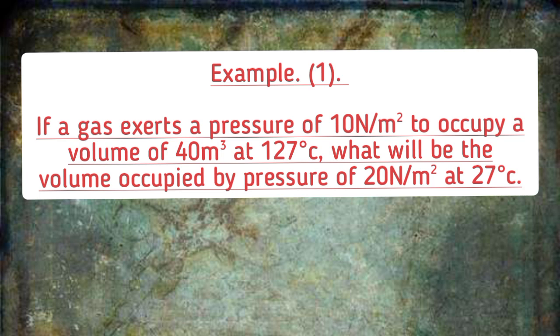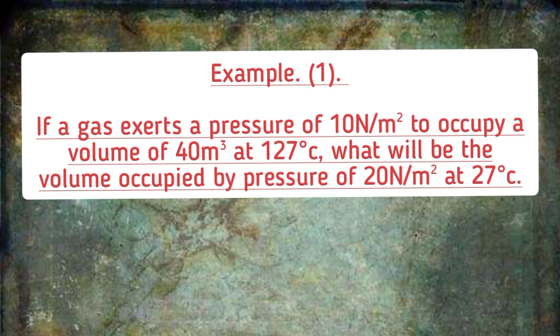So let's solve some problems on the ideal gas equation. Look at example 1. It says if a gas exerts a pressure of 10 Newton per meter square to occupy a volume of 40 meter cube at 127 degrees centigrade, what will be the volume occupied by pressure of 20 Newton per meter square at 27 degrees centigrade?